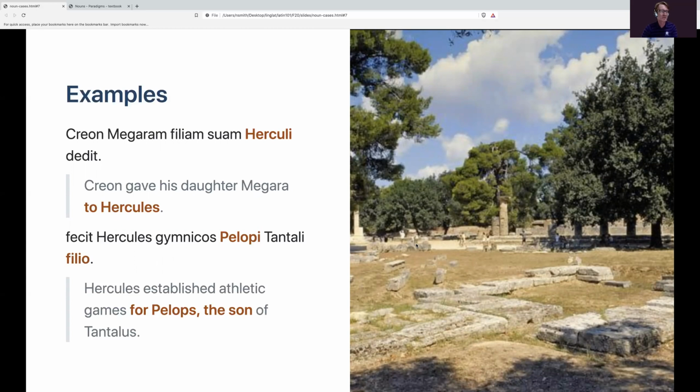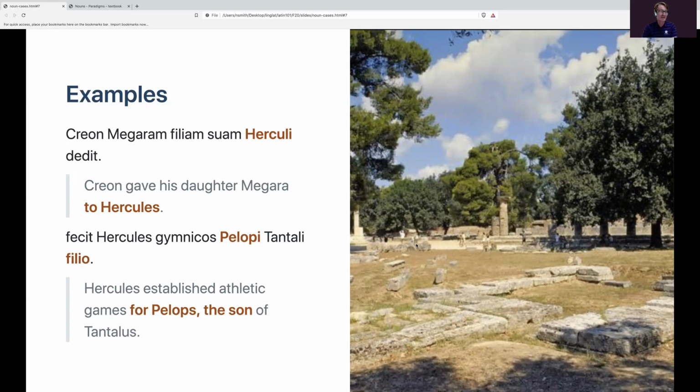Creon dedit. Creon gave. Megaram is our same name. There's the feminine name, Megara, in the accusative case. He gave Megara. Hercules, genitive Herculis, is a third declension noun. Hercule is the dative singular form. So Creon gave his daughter Megara to Heracles in marriage, understood. Hercules is the indirect object. He benefits from the action of Creon giving the daughter Megara away.